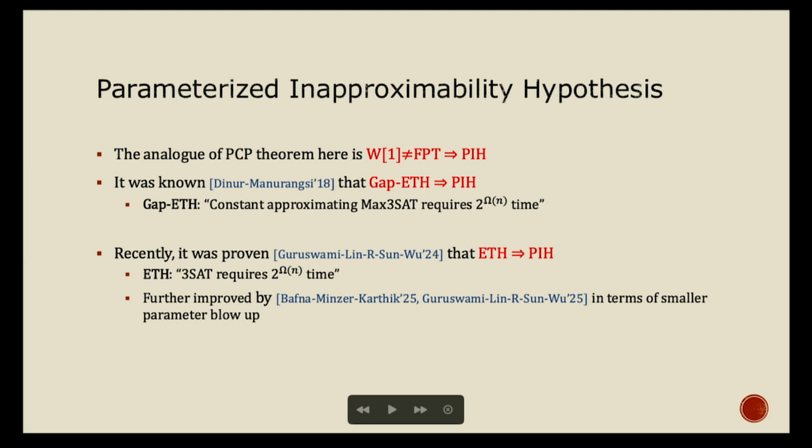Okay, so the current status of PIH is as follows. The final big goal would be proving W[1] not equal to FPT implies PIH. And it was known by Ragavan and Manurangsi that gap ETH implies PIH, where gap ETH says constant approximating Max 3SAT requires exponential time. Last year, we proved that ETH implies PIH, and Yican will talk about this in the next talk. It was further improved by Guruswami, Lin, Ren, Sun, and Wu, and by Bafna, Minzer, Vyas, and Yun, in terms of smaller parameter blow-up.